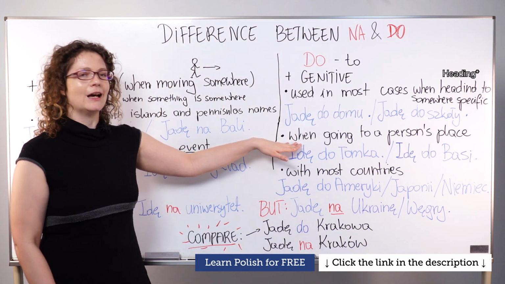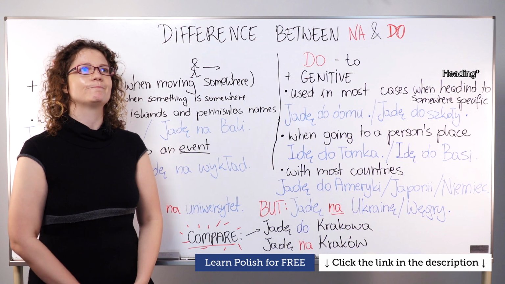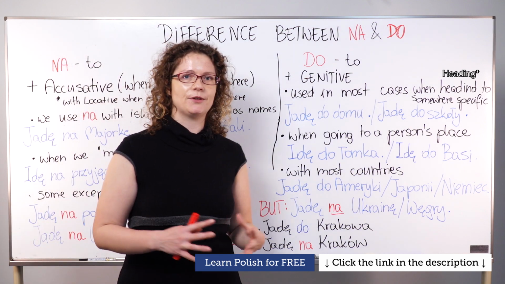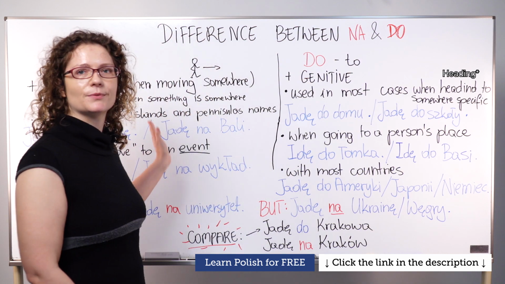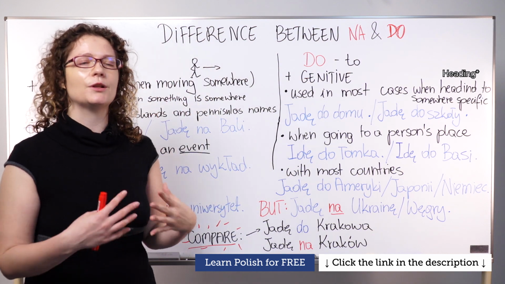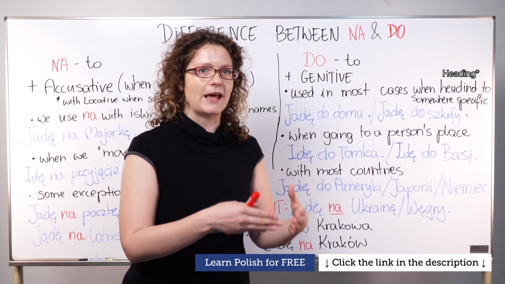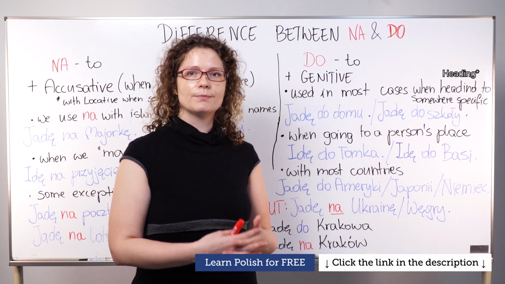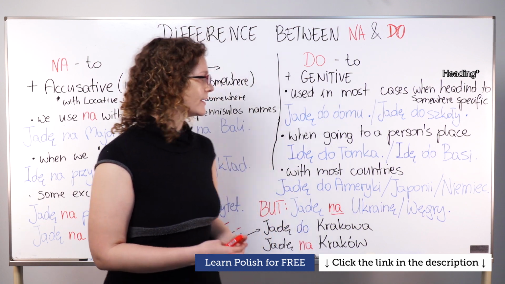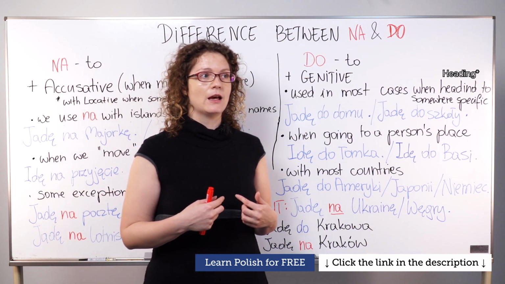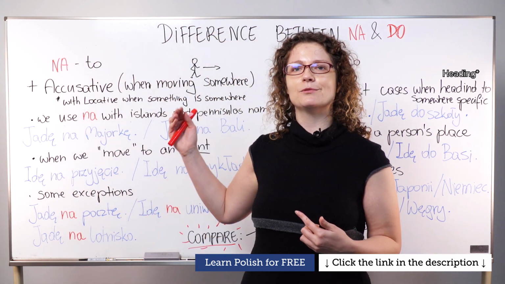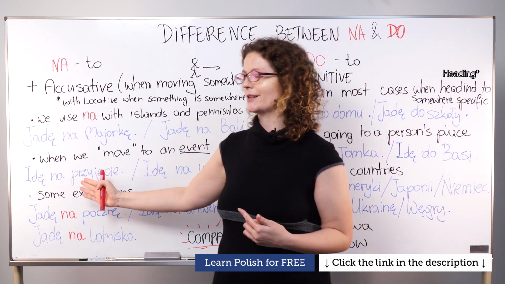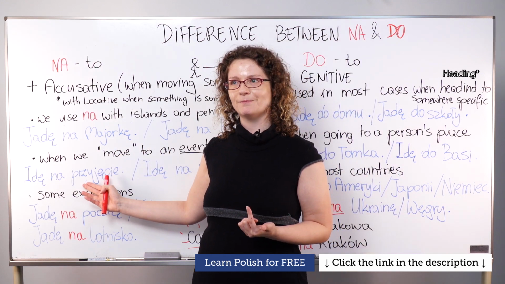Okay, now another very specific usage. So when we go to an event, we use preposition na. But when we go to a person's place, we use preposition do. So for example, if I say I'm going to a party, then I will say idę na przyjęcie, which was exactly here, idę na przyjęcie.